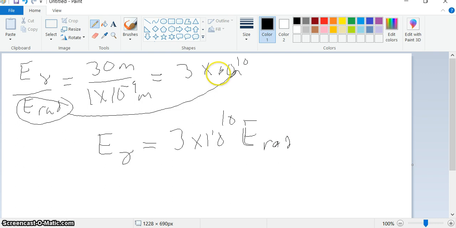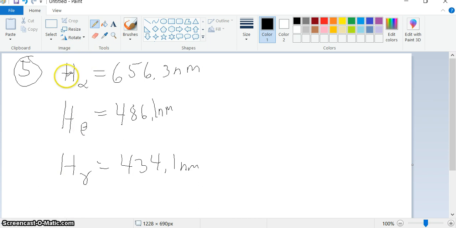All right, let's move on to the next one, number 5. Number 5 is really something you just look up. They're asking us what the alpha line is. This is in the Balmer series, by the way, just to let you know. Anyhow, the H alpha line, the H beta line, and the H gamma line.